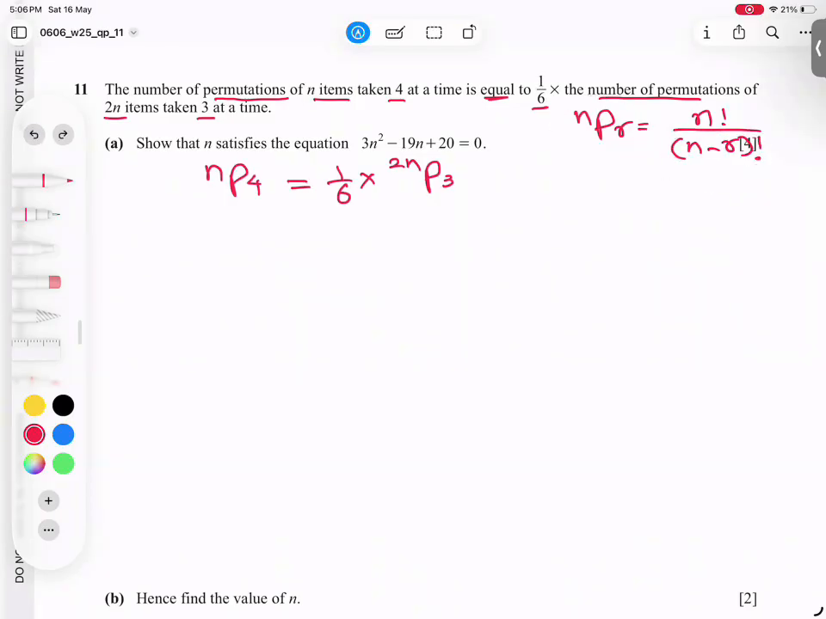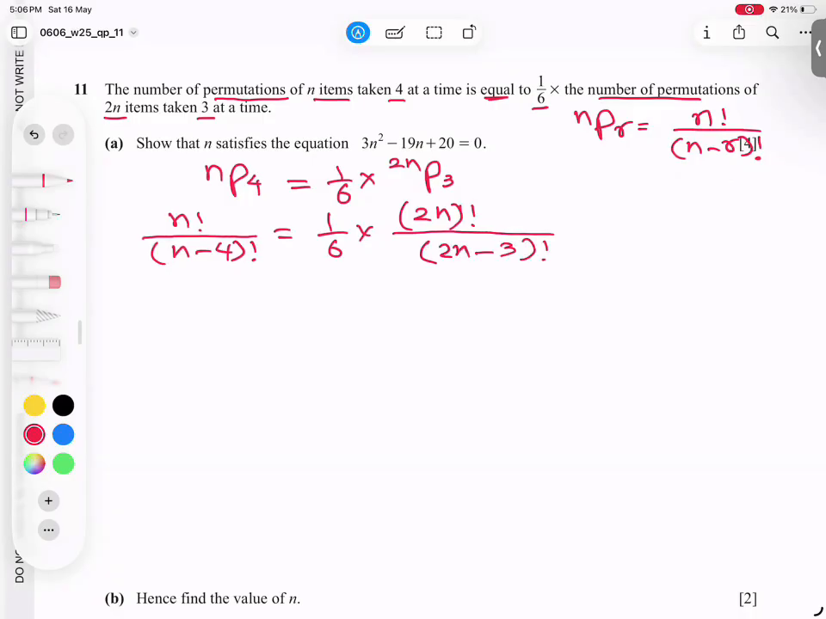I'm going to apply it here. So n factorial over n minus 4 factorial, and here 2n factorial over 2n minus 3 whole factorial. I think the idea is clear.